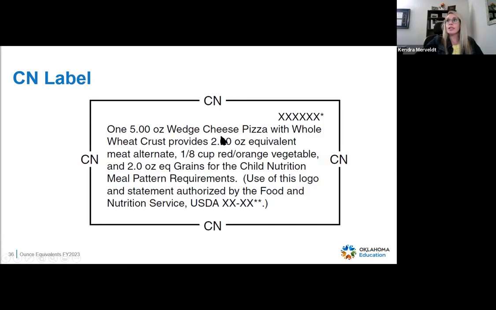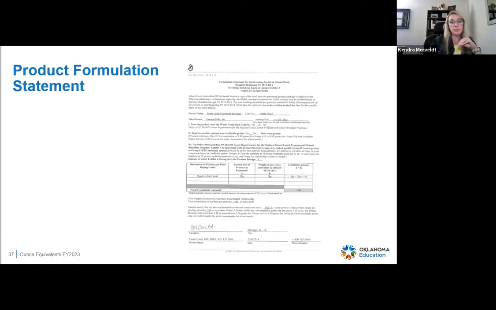As you can see here, if it says 2 ounce, and I will tell you the CN labels are all updated. Schools had to go to ounce equivalent in 2012. So since schools have been in the ounce equivalent, all the CN labels have been in ounce equivalent. If it says ounce equivalent, it also means it's whole grain rich. It won't say whole grain on here. This one does say whole wheat, but if it says ounce equivalent on a CN label, then that means the product that you're serving is a whole grain as well.